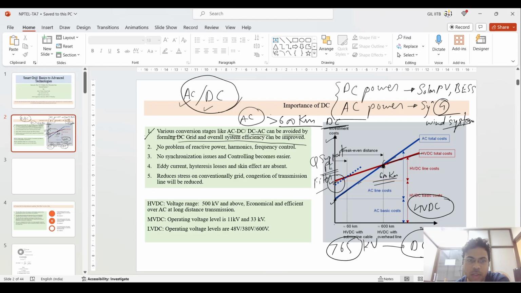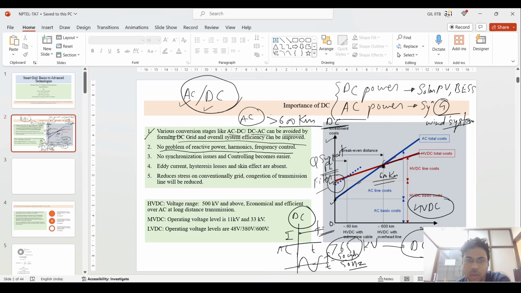Coming to the second advantage, that is no problem of reactive power, harmonics or frequency control. If you plot the DC current with respect to time, it is constant. But the AC has an alternating nature which varies over time. Since the current is constant in DC, the frequency is zero because there is no alternating term. And the AC that we normally use is 50 cycles per second, that is 50 hertz frequency. So these two kinds of systems are there.